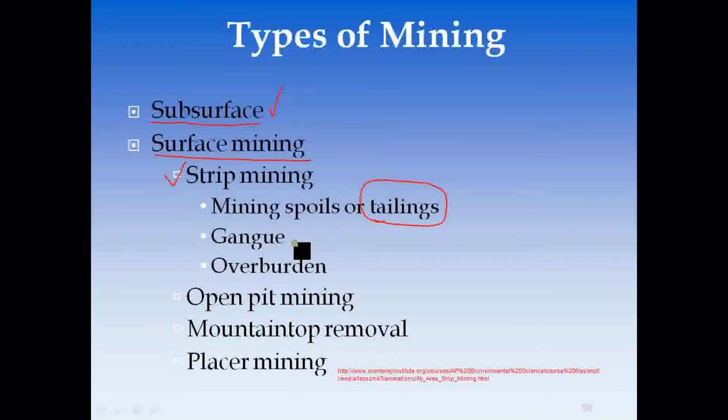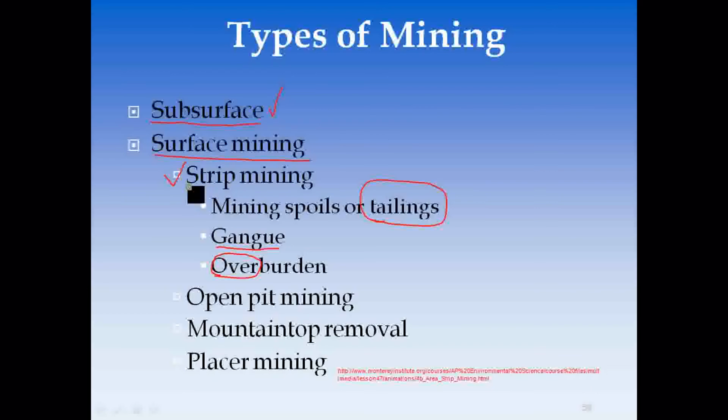It's going to be other compositions that get in the way of you finding that one ore that you're looking for. This mixture of unwanted materials is called gangue. And then overburden. Overburden is what's on top of the ground that you have to dig through in order to get to the ore. It's the dirt on top, basically, hence the word overburden.